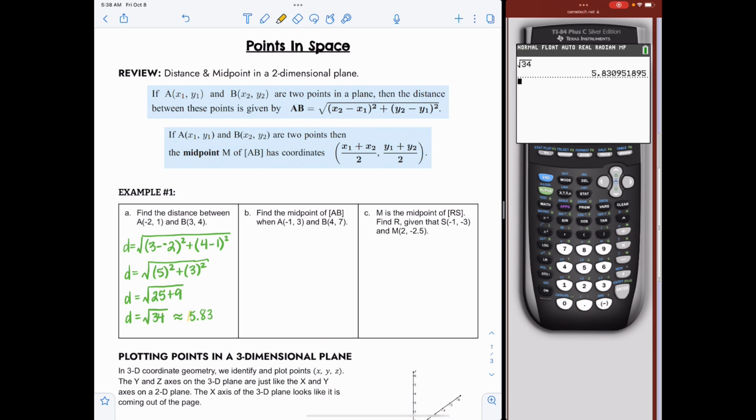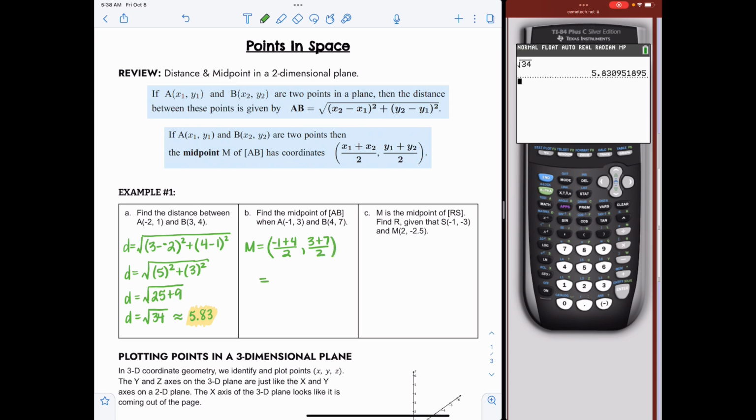So let's look at part B. Part B states that we are trying to find the midpoint of AB. Okay, we're trying to find the midpoint. So we're going to use the midpoint formula. So the midpoint is equivalent to you adding your x values together, so -1 plus 4 divided by 2, and then adding your y values together and dividing by 2. So that's going to be 3 plus 7 divided by 2.